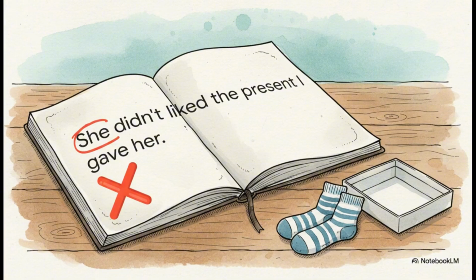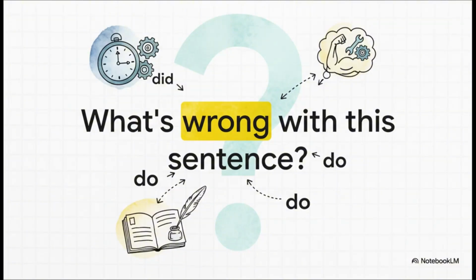So, have you ever said something like this? She didn't like the present. It sounds almost right, doesn't it? But there's this one tiny little thing that just gives it away as a mistake. Don't worry though, pretty much everyone makes this one. So what is actually wrong here?